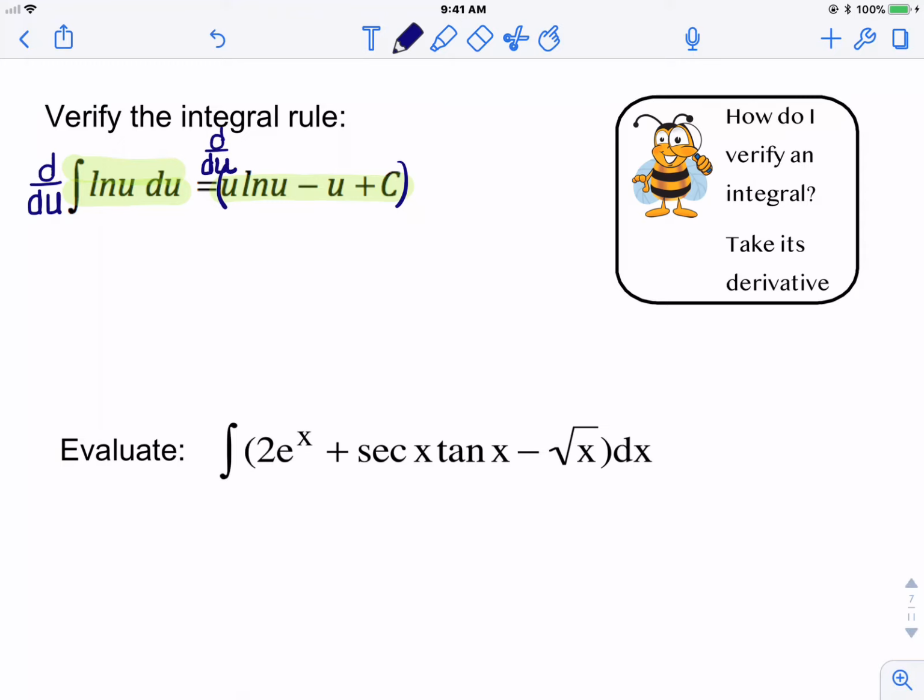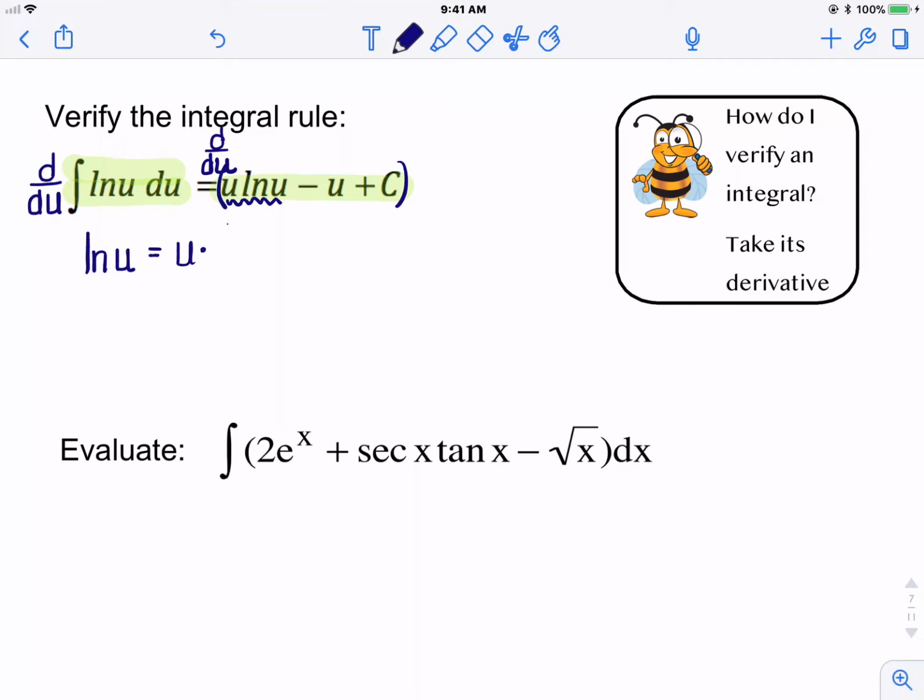So the derivative of my integral is just the natural log of u. And then on the other side, the derivative of each term in there will need to be taken. So the derivative of this first term is a product. I have to go back to the product rule.